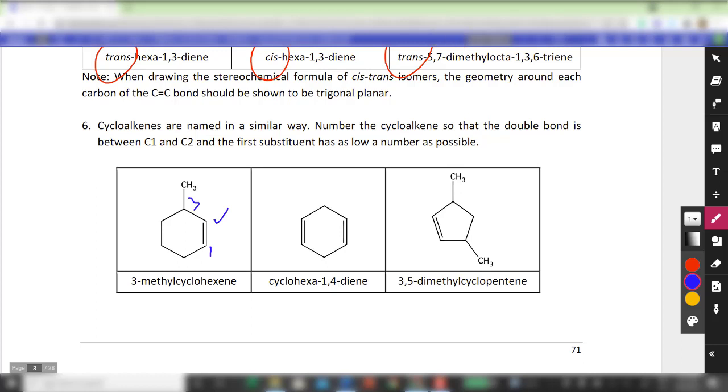For this particular compound, cyclohexa-1,4-diene, again, unambiguously 1, 2, 3, 4, so the lowest numbers will be 1 and 4. So we call this compound cyclohexa-1,4-diene. And this particular compound is 3,5-dimethyl cyclopentene. Again, it's the same thing: 1, 2, 3, so at the 3rd position there's a methyl group, and at the 5th position there's another methyl group. So we'll call it 3,5-dimethyl cyclopentene.